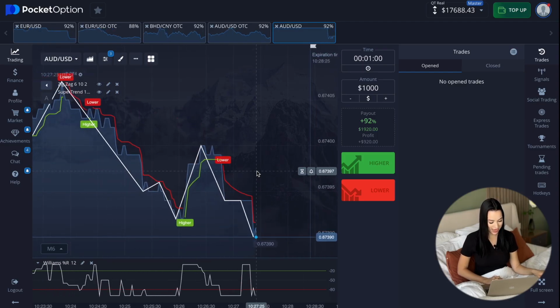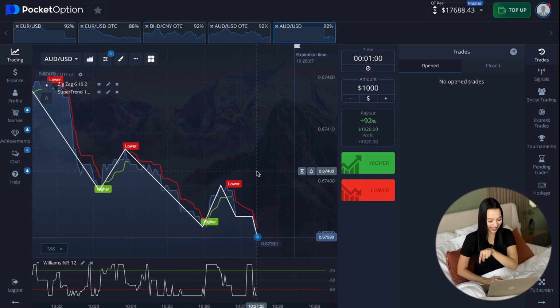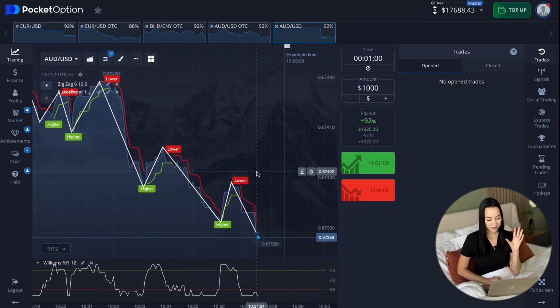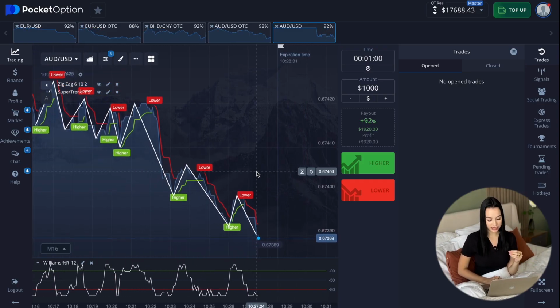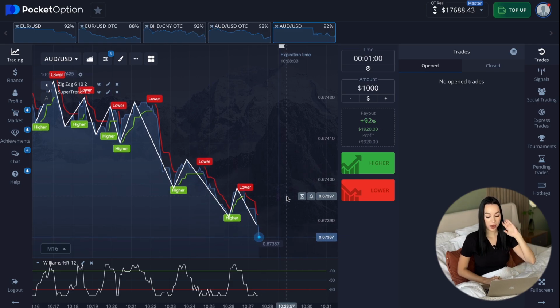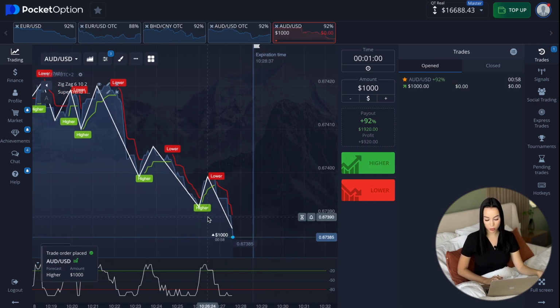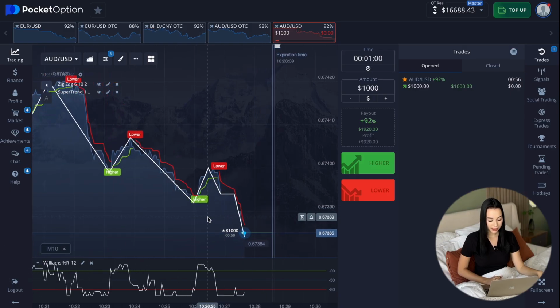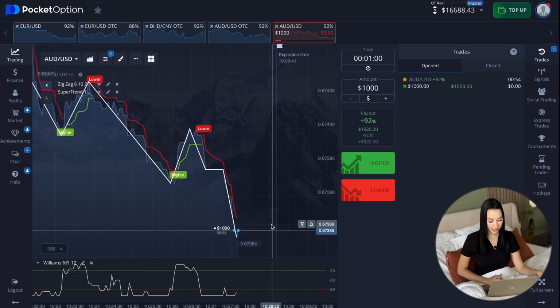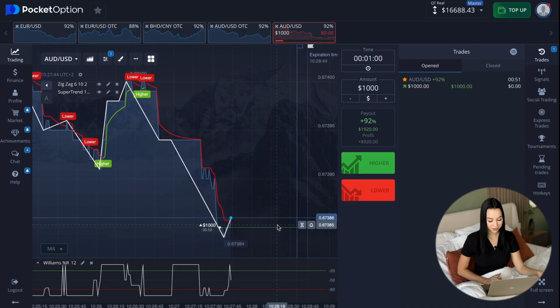So let's look at this one. Wow, look at this. It's going like that. That's actually really unusual to see. It's really rare, this kind of chart. So yeah, let's open a trade here for $1,000 up. But here I actually opened a trade against the trend.